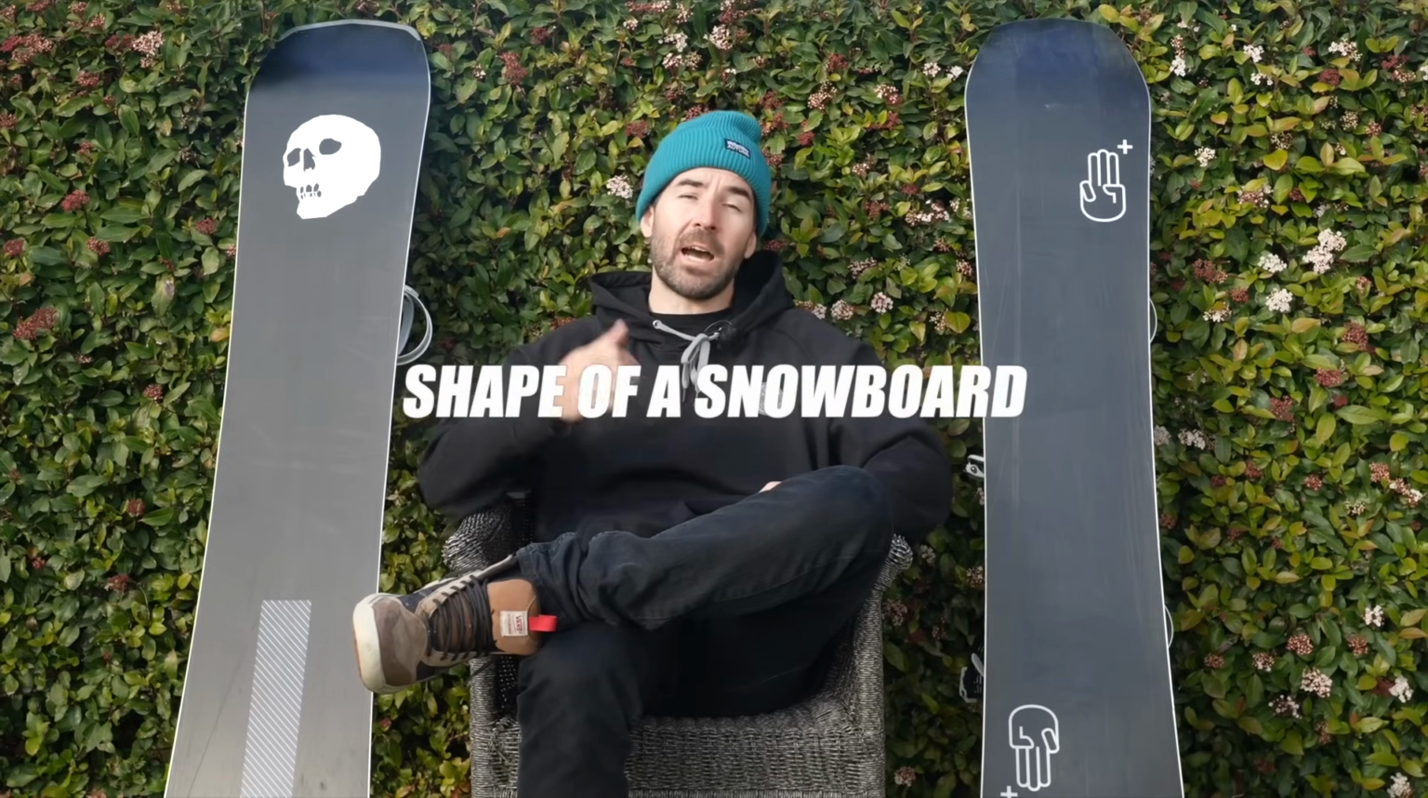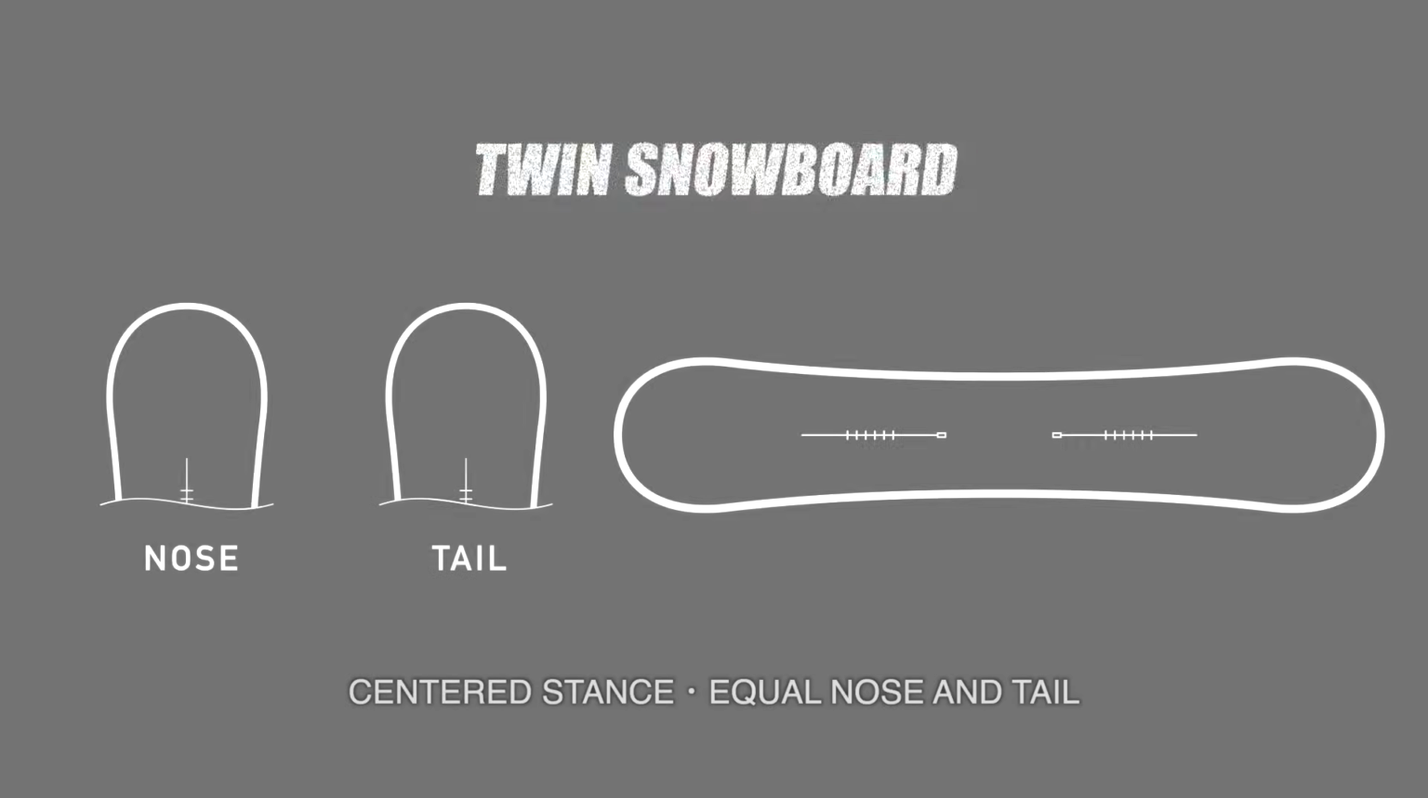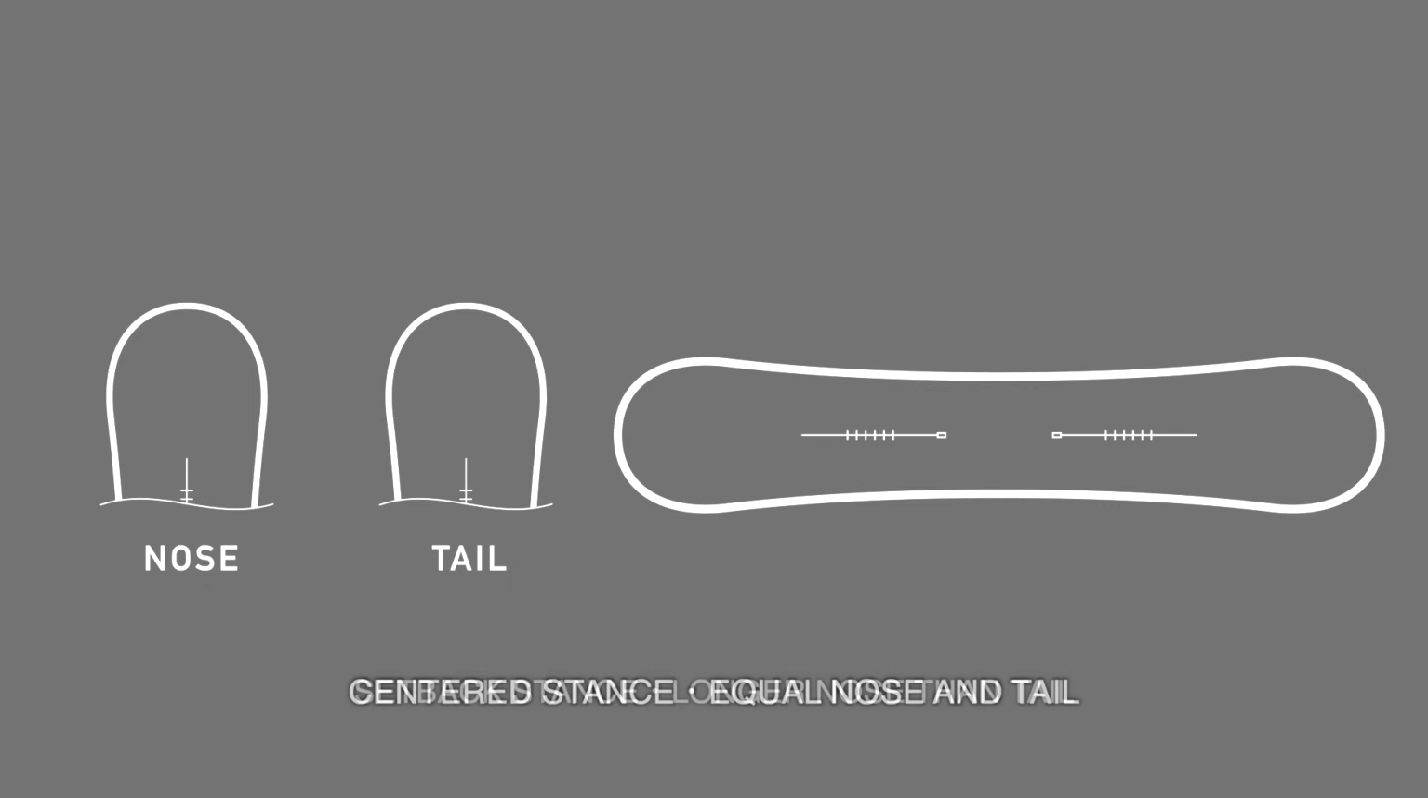All right, so now we know where the contact points are. Let's talk about the shape of a snowboard. So there's gonna be two main types of boards. You've got directional snowboards and twin snowboards. A twin snowboard is gonna be symmetrical from tip to tail. So if you folded the board in half, it's gonna be exactly symmetrical. It's gonna ride exactly the same in either direction.